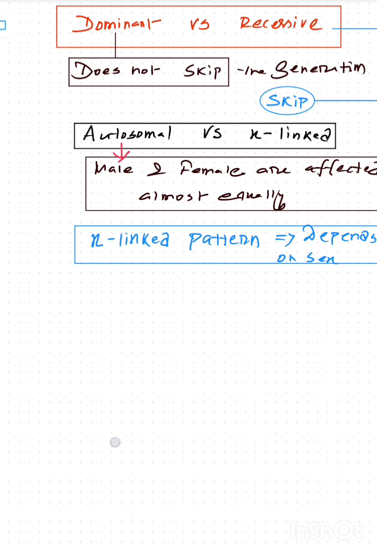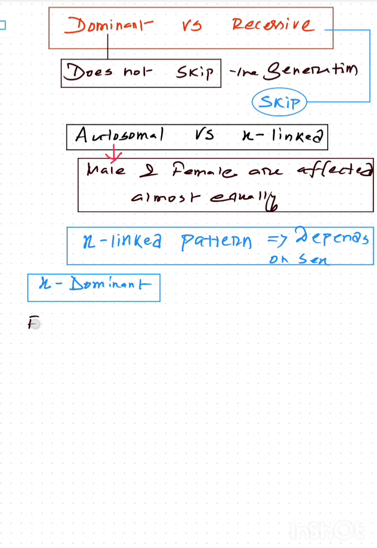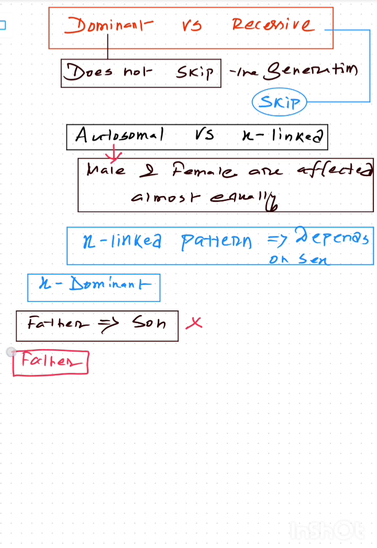If it is suppose X-linked dominant pattern, then what will happen? You will not see the transmission from father to son. So that means what? It will be cross. You will see affected father, that is the red color I am using for affected father. Affected father passes the disease to all daughters. Clear? So you have seen father to daughter.